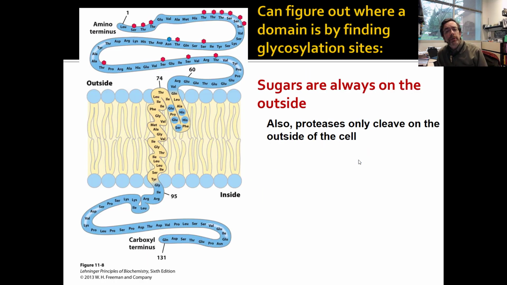So if you look at a transmembrane protein, you can figure out a lot of things about it, even just from the primary structure itself. You can just read the amino acids.